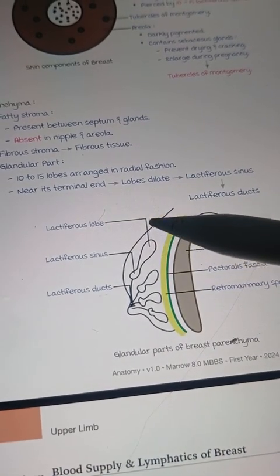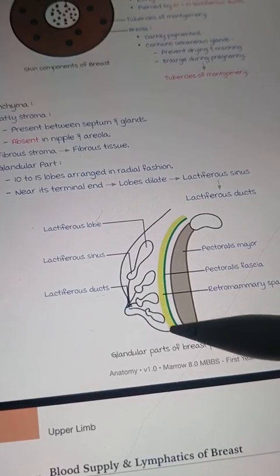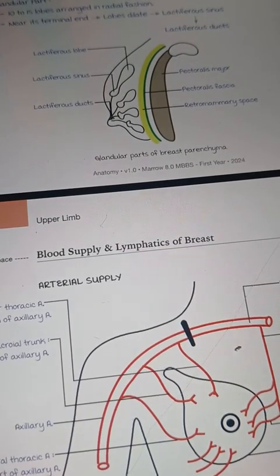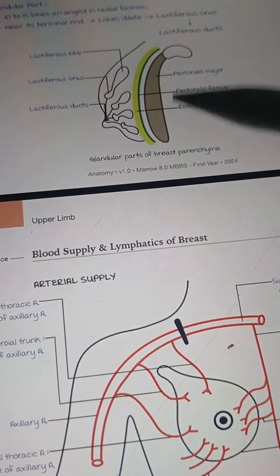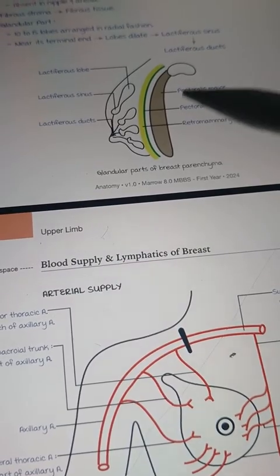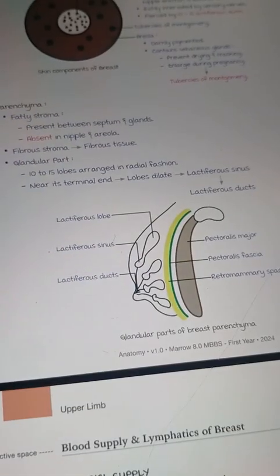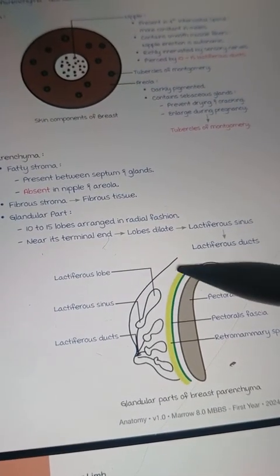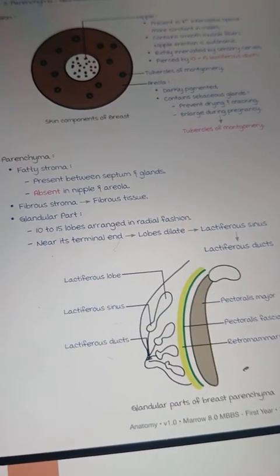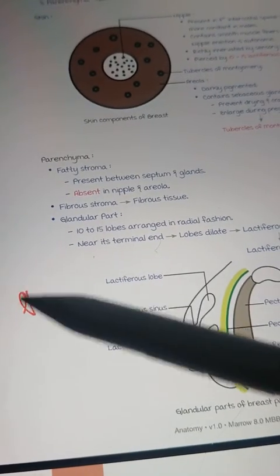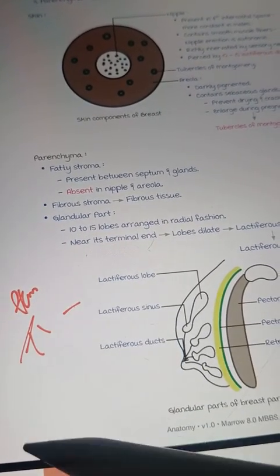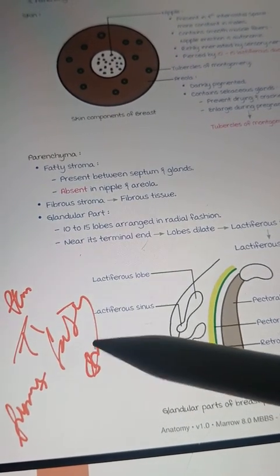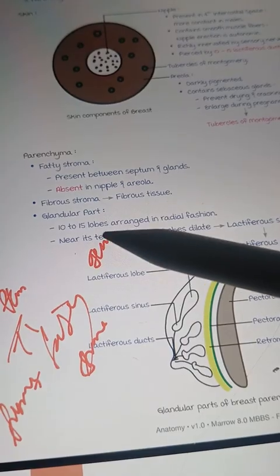So these are the lactiferous lobules, then the lactiferous sinuses open up into the lactiferous duct, and this is the basic structure of the parenchyma. That's the skin and sebaceous gland, the skin component of the breast, which we discussed, and now the fibrous part, glandular part, and fatty stroma. So this parenchyma is basically made up of three parts, that is the fibrous part, then the fatty stroma, and the glandular part.